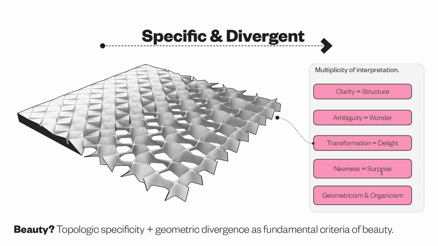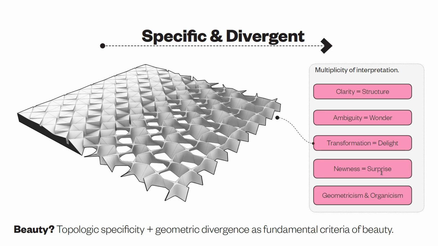So, when we do all of this stuff that seems very logical, we always have to ask ourselves, is it beautiful when we're looking at it? We spent a lot of time thinking about what actually gives a form that it factor. What makes it beautiful? When we were looking at this specific system, we already talked about topological specificity, and I also want to talk about geometric divergence as the two fundamental criteria of beauty.